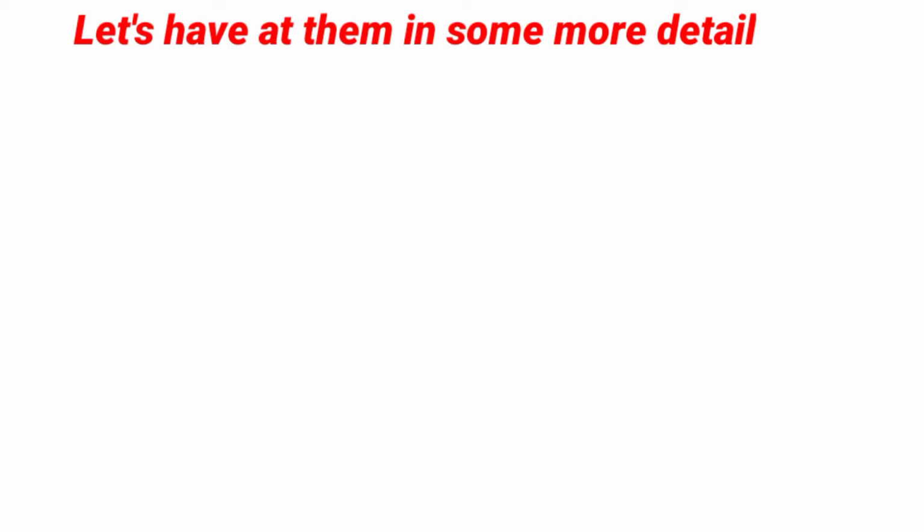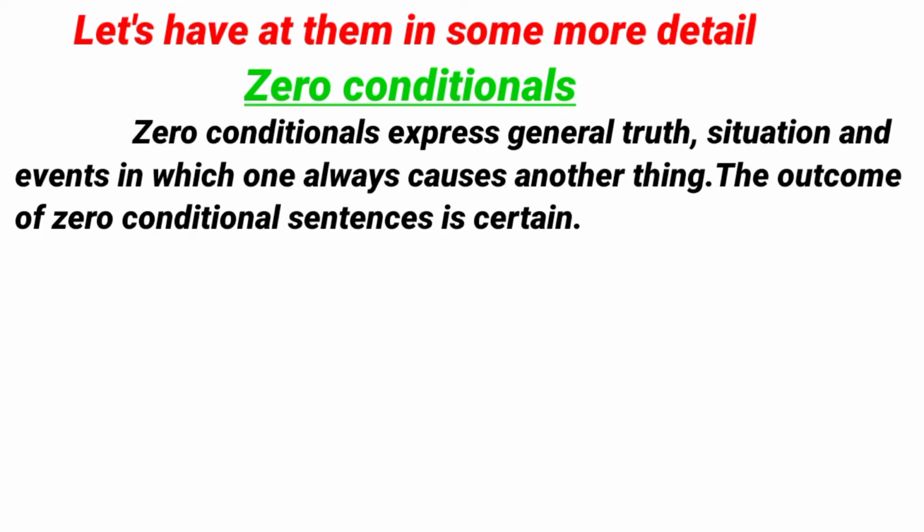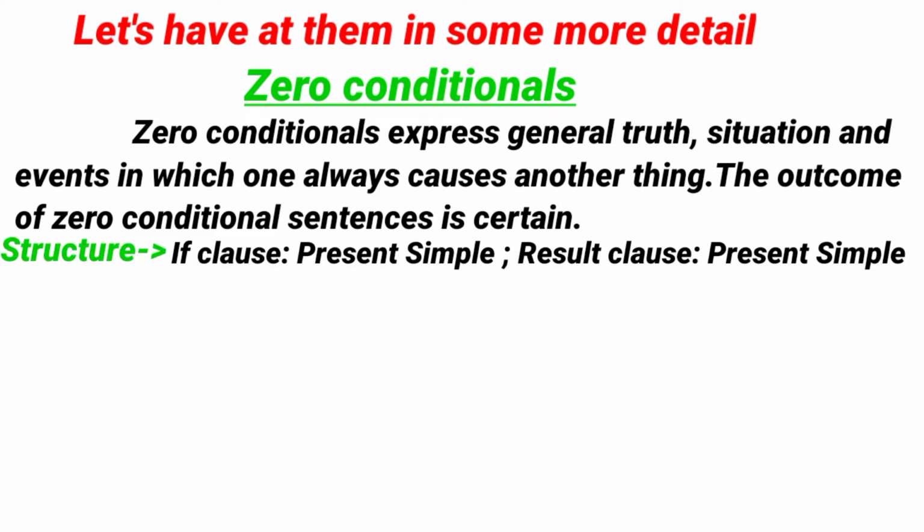The first one is zero conditionals. Zero conditional sentences express general truths, situations, and events in which one thing always causes another thing. The outcome in zero conditional sentences is certain. The structure of the zero conditional sentence is: if clause and result clause both have present simple tense. Look at these examples. Example number 1.